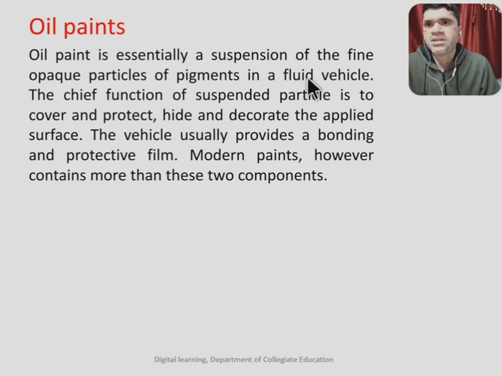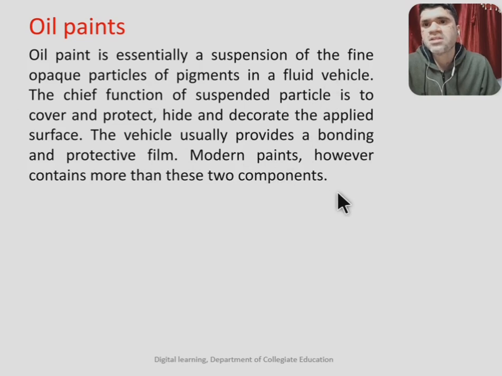So here the fluid is called the vehicle and the particles are suspended in this fluid. The chief function of suspended particles is to cover and protect, hide and decorate the applied surface. So paints are used for various purposes. One is to cover the surface, second is to protect the surface or hide the surface, and also it is used for decoration purposes. Now the vehicle usually provides a bonding and protective film. So here the vehicle will help this paint to form a film on the surface.